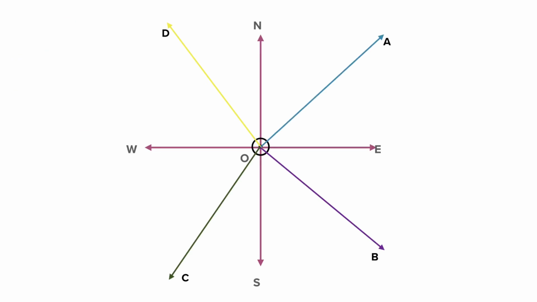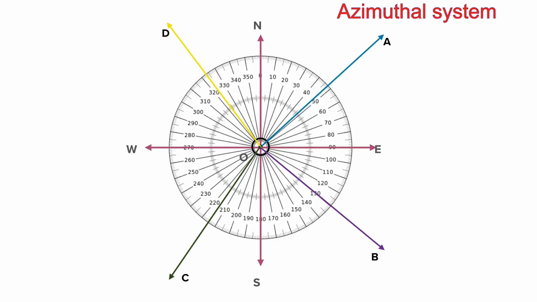Now it's time for noting the bearing of these lines. Let's take the example of line OA. In the azimuthal system, we take all measurements from north and go clockwise. As you can see in the picture, going clockwise from north, the line OA makes 48 degrees with north. Thus, the bearing of the line OA will be 48 degrees. We will write it as 048 degrees.